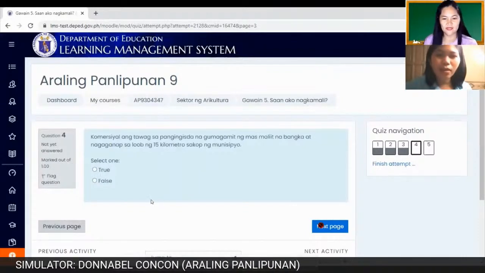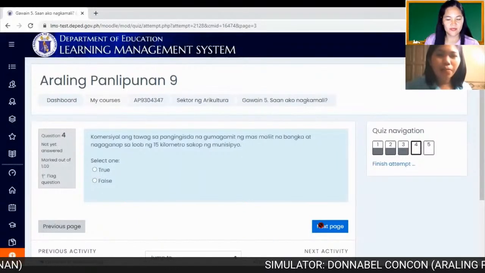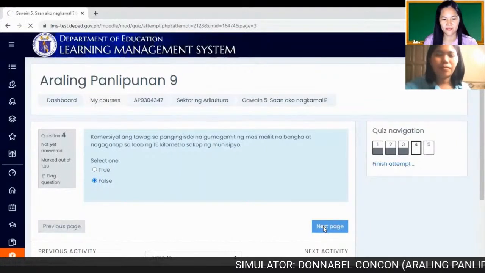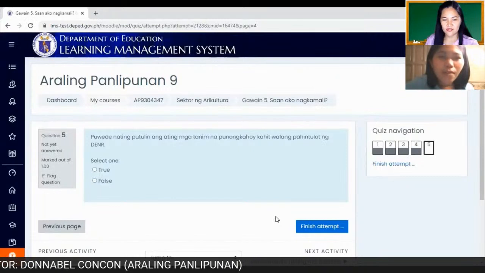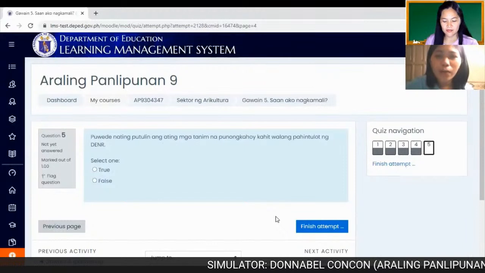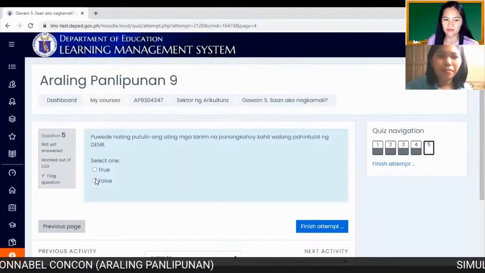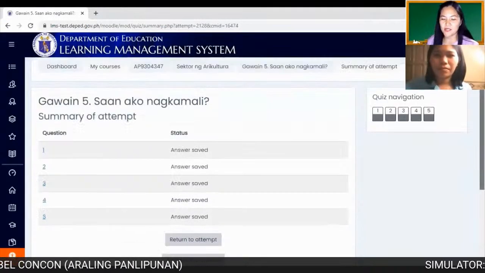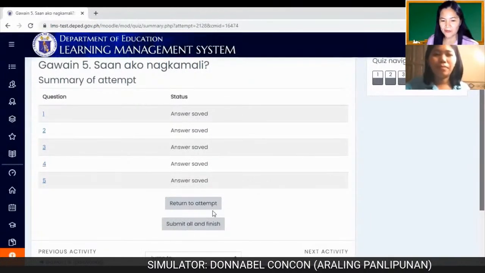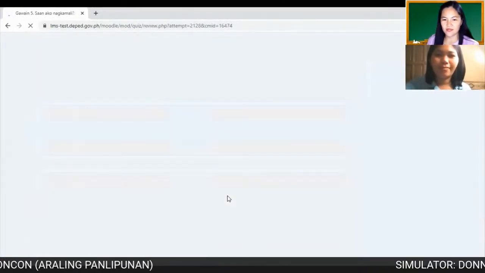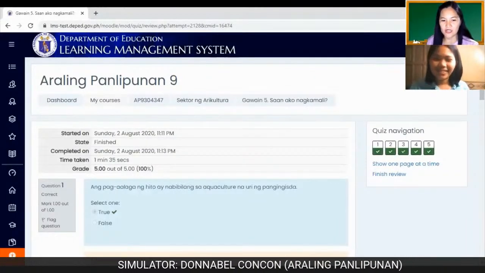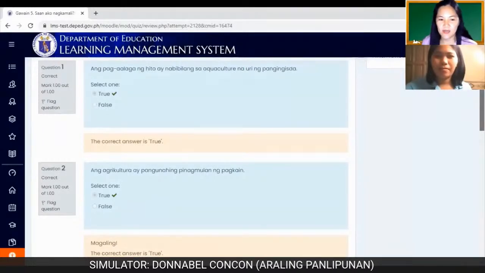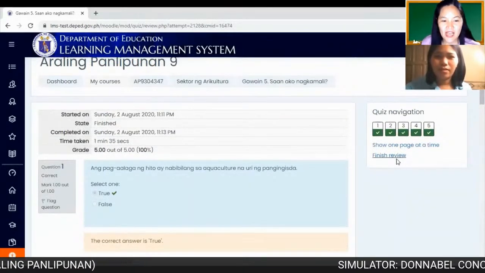Komersyal ang tawag sa pangingisda na gumagamit ng mas maliit na bangka at nagaganap sa loob ng 15 kilometro sakop ng munisipyo. Pwede nating putulin ang ating mga tanim na punong kahoy kahit walang pahintulot ng DENR. Tapos na po, ma'am. Okay, sige. Tingnan natin kung tama ang iyong mga kasagutan. Paki-click ang submit. Okay, sige. Scroll down. Ang nakuha mong puntos ay 5 out of 5.